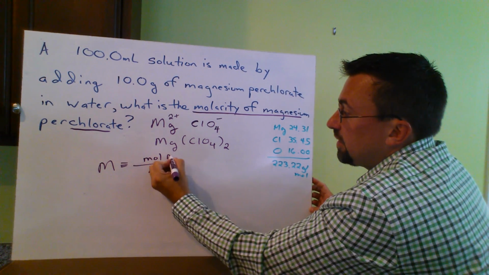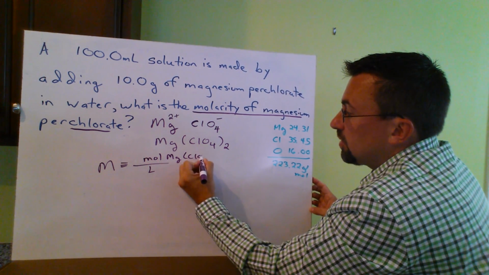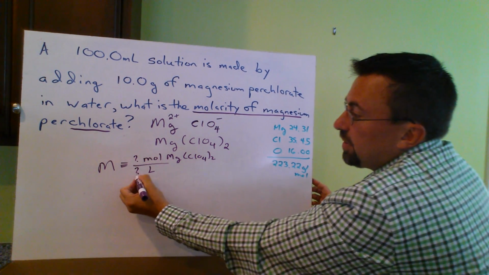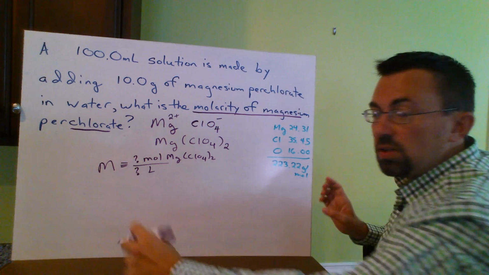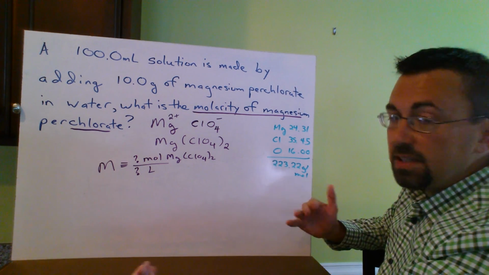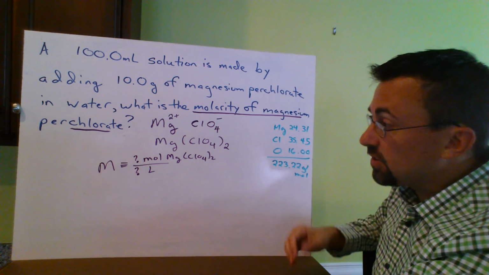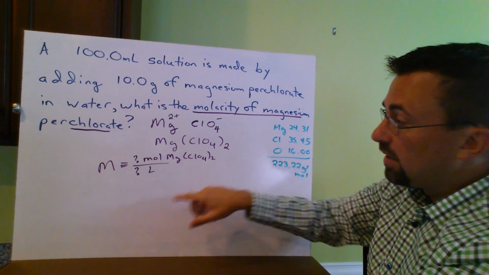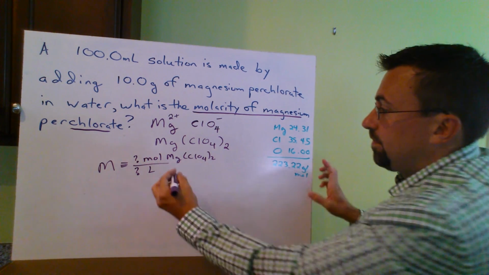And more specifically, it's going to be moles of that magnesium perchlorate per liter. Usually we state it as the number of moles per 1 liter, but if we can get the number of moles per any number of liters, take the ratio, we have our answer. So we really need to do 2 calculations. How many moles of magnesium perchlorate do we have, and how many liters of solution?